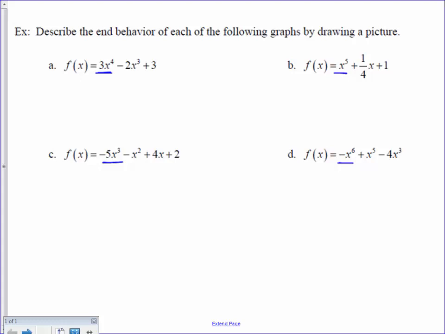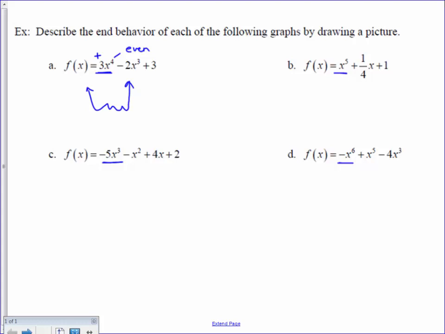If that's not the case, you need to make sure that you write your function in descending order first. For part A, we're first going to look and see what the power is on the x. The power here is even. That means that the end behavior is going to be both ends going the same direction. Then we look in the front and see what the coefficient is. This coefficient is positive. So the end behavior of this particular graph would be both ends going up.